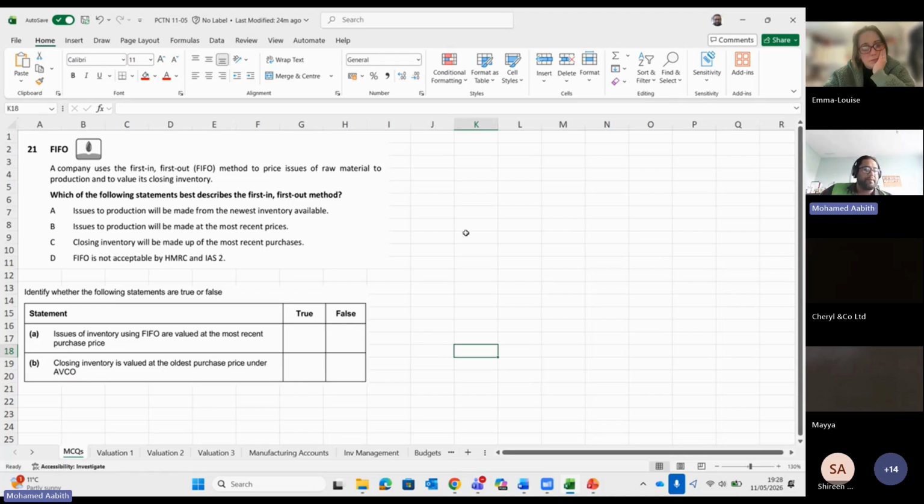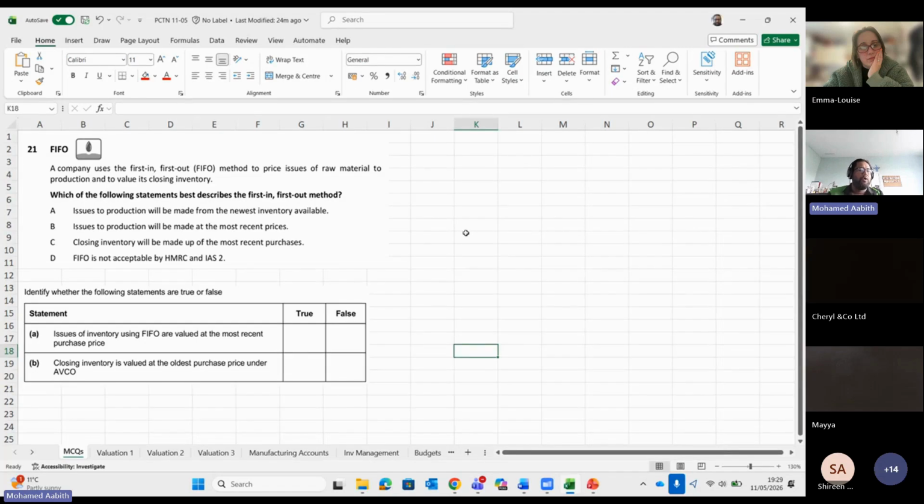FIFO is not acceptable by HMRC and IAS. That is categorically wrong. FIFO and AVCO are the only two methods accepted by HMRC and IAS 2. Why? They return higher profit than LIFO. Therefore, HMRC and IAS 2 allow only those methods to be used in your financial statements.